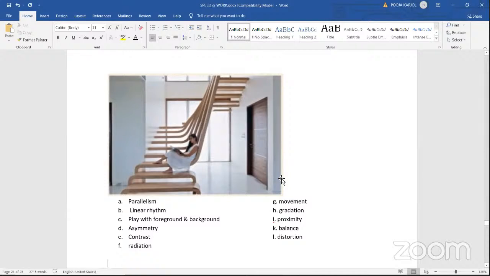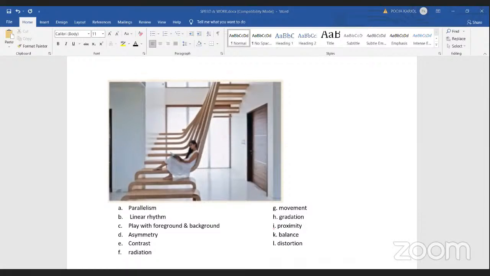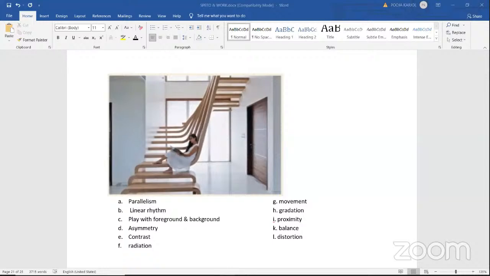Wait. Don't go A, B, C, D wise. Look at all of them. Tell me the first thing that you think is there. Parallelism. Movement. Linear rhythm. Asymmetry, yes. Balance, yes. As I said, unless it's an extremely imbalanced image, most have balance. Now, what does it mean to play with foreground and background? I'll show you. It is a little difficult to explain without that.